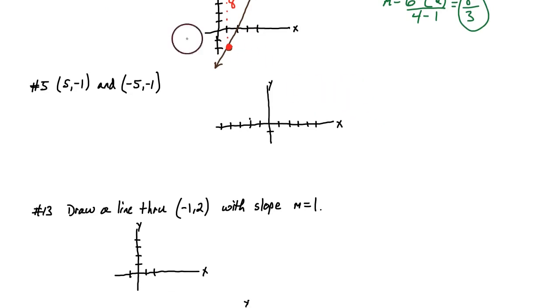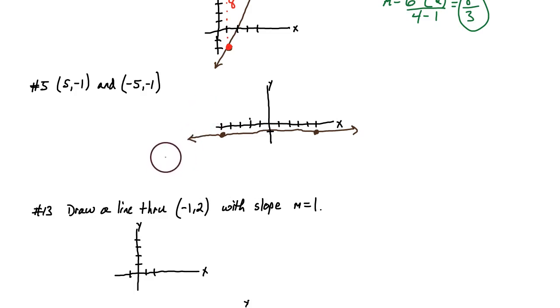Next is number 5. Let's plot the points and draw a line through them. 5 comma negative 1 is right to 5 on the x-axis and down 1 unit to negative 1 on the y-axis. Negative 5 comma negative 1 is left to the negative 5 on the x-axis and down 1 unit to negative 1 on the y-axis. When you draw a line through the dots, you notice it's a horizontal line.